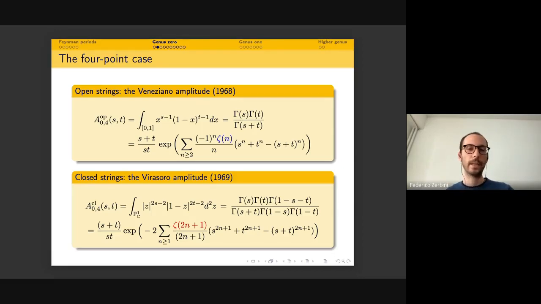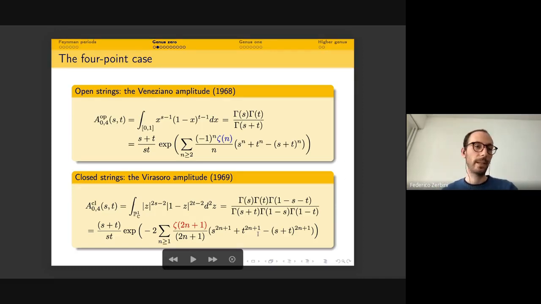I mean, the even ones are all powers of pi, while the odd ones are conjecturally transcendental and all algebraically independent. So we will see later what's the explanation behind this phenomenon.